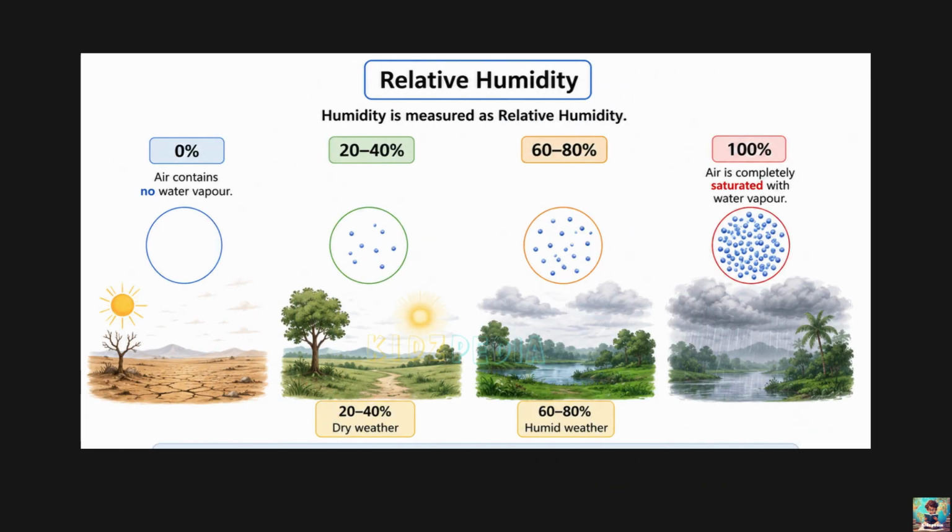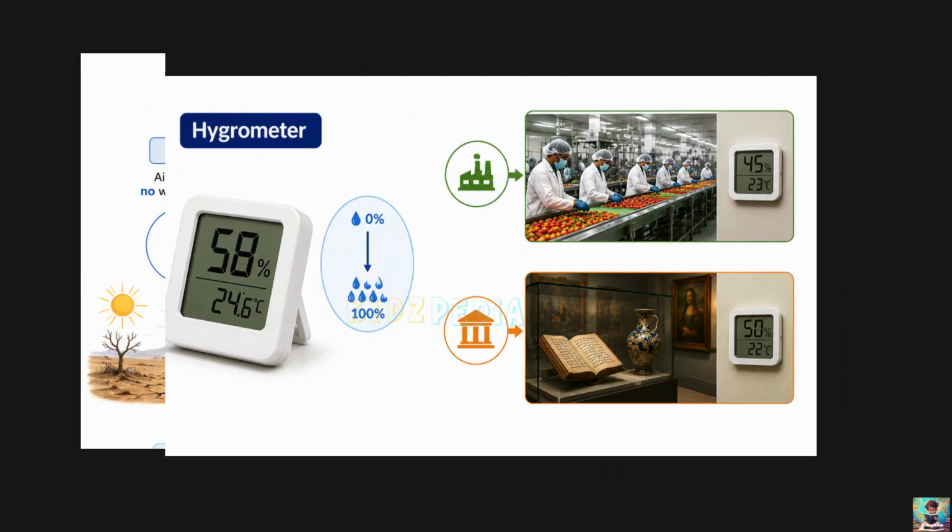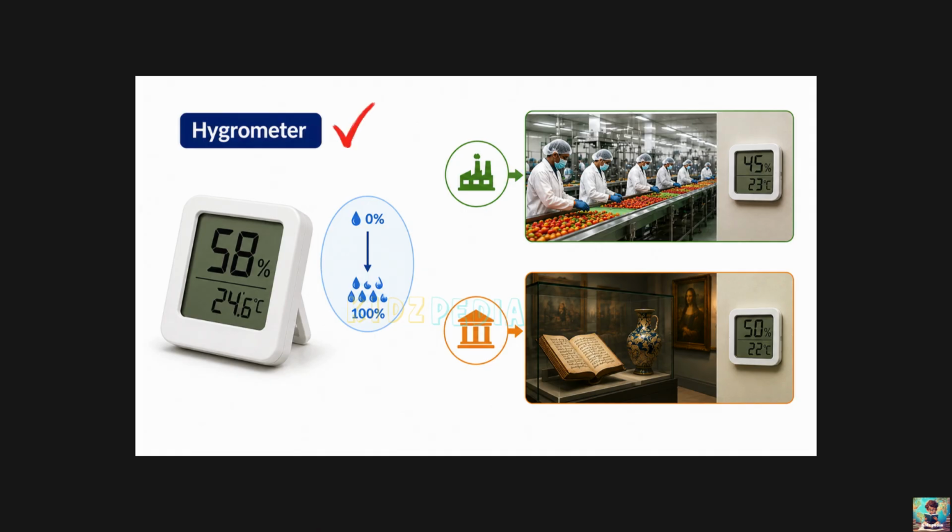Humidity is measured as relative humidity. 0% means air contains no water vapor, and 100% means the air is completely saturated with water vapor. And usually 20 to 40% indicates dry weather and 60 to 80% indicates humid weather. The instrument used to measure humidity is called a hygrometer. Humidity measurements are useful not only for weather forecasting but also in places like food processing industries and museums where humidity is controlled to protect valuable exhibits.